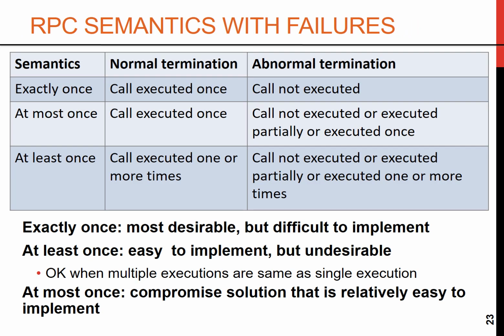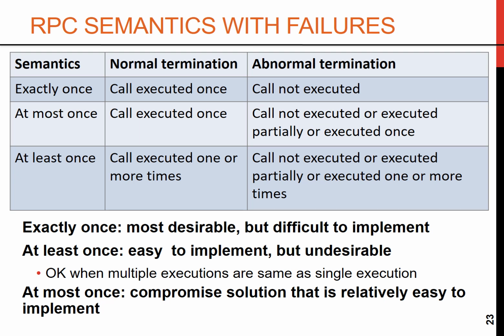So within middleware, handling failures is an important aspect, and there are several ways to approach this, each with different reliability levels. First we'll have a look at exactly once semantics, then we'll look at most once, and then we'll look at least once. We'll look at how they handle normal termination and how they handle abnormal termination.